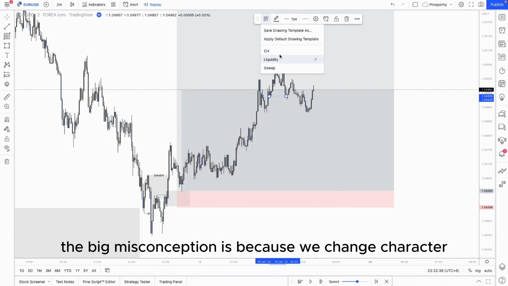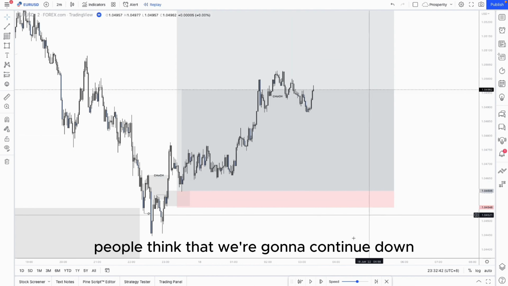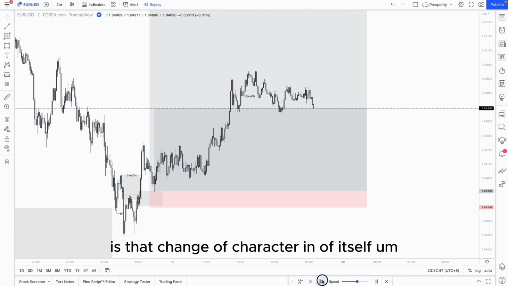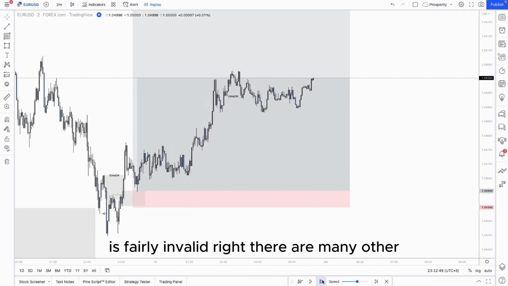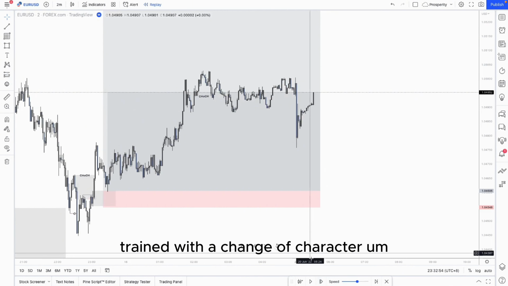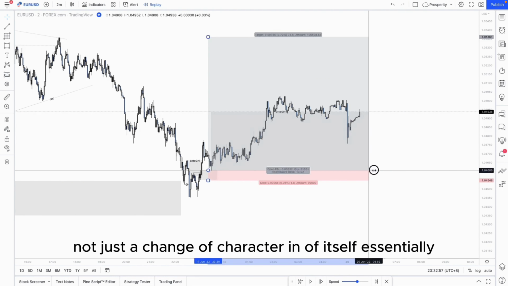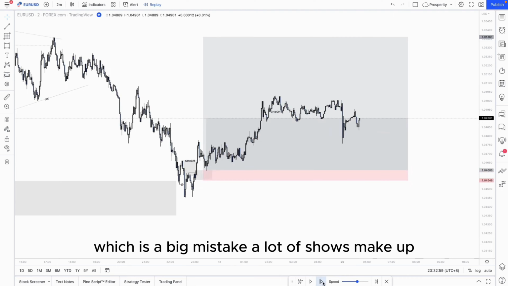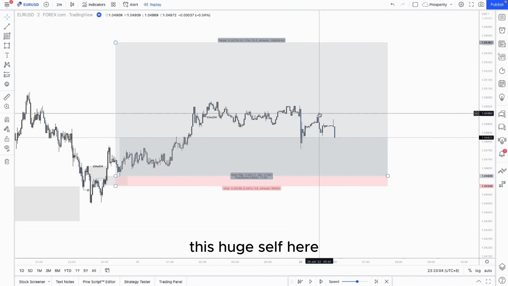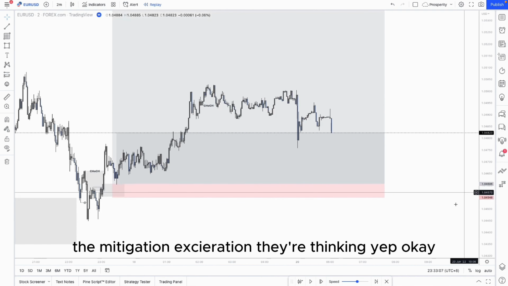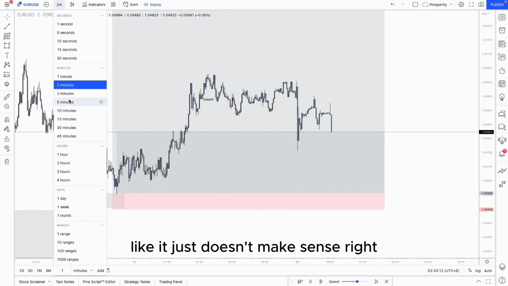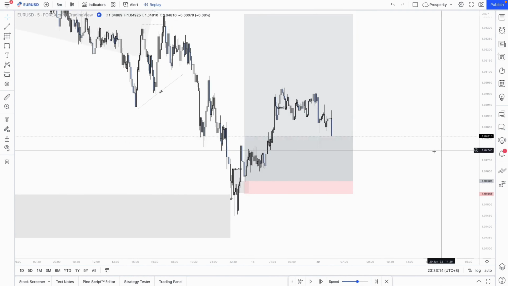Now, the big misconception is because we change character, people think that we're going to continue down, but change of character in and of itself is fairly invalid, right? There are many other confluences that need to be aligned with a change of character, not just a change of character in and of itself, which is a big mistake a lot of traders make. A lot of traders will be looking at this huge sell-off here, the mitigation, the continuation, and they're thinking, okay, I'm looking for sells just because of that change of character, and in reality it just doesn't make sense, right? It just doesn't.